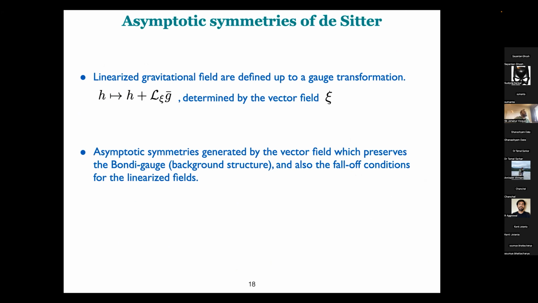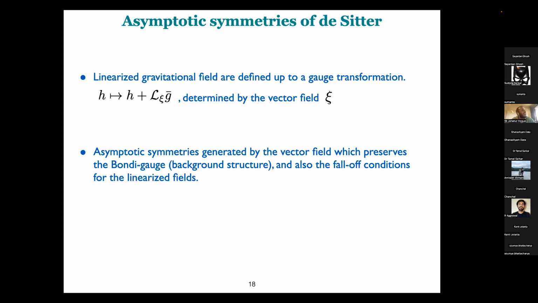Yeah. So now you can ask what are the asymptotic symmetries of de Sitter. Asymptotic symmetries, by definition, are the linearized gravitational field, because linearized gravitational fields are always defined up to a gauge transformation of the background. And asymptotic symmetry is generated by these vector fields which preserve this background structure or boundary gauge, and also which preserve the fall-off condition for the linearized field.